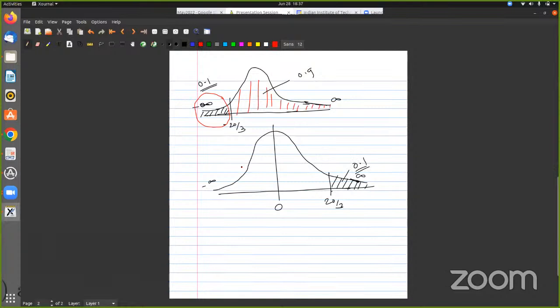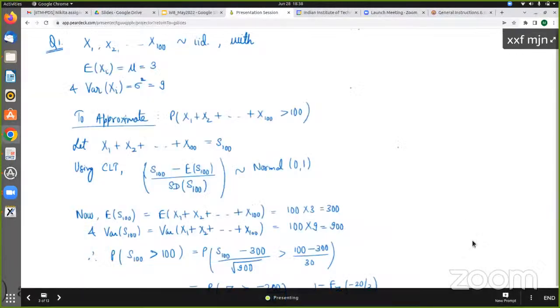That's why even in those tables, if I see the minus thing and the plus thing, it is the same. That is why we are using the standard 0, 1. So I can say that 1 minus Fz of minus 20 by 3 is equal to Fz of 20 by 3. If you write this answer it is correct, and if you write that answer it's also correct. Okay, thanks.